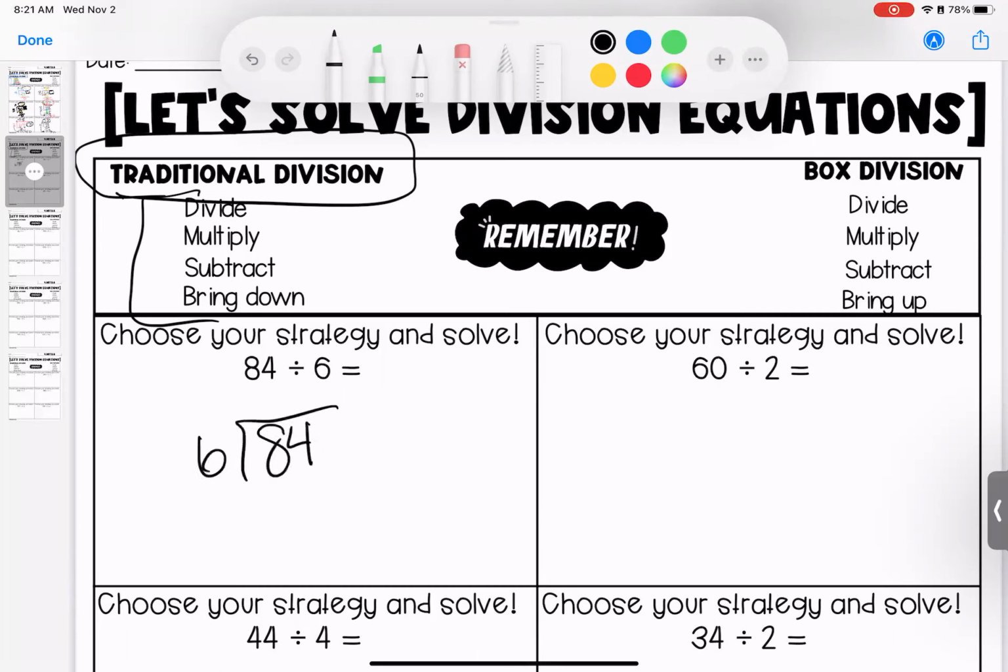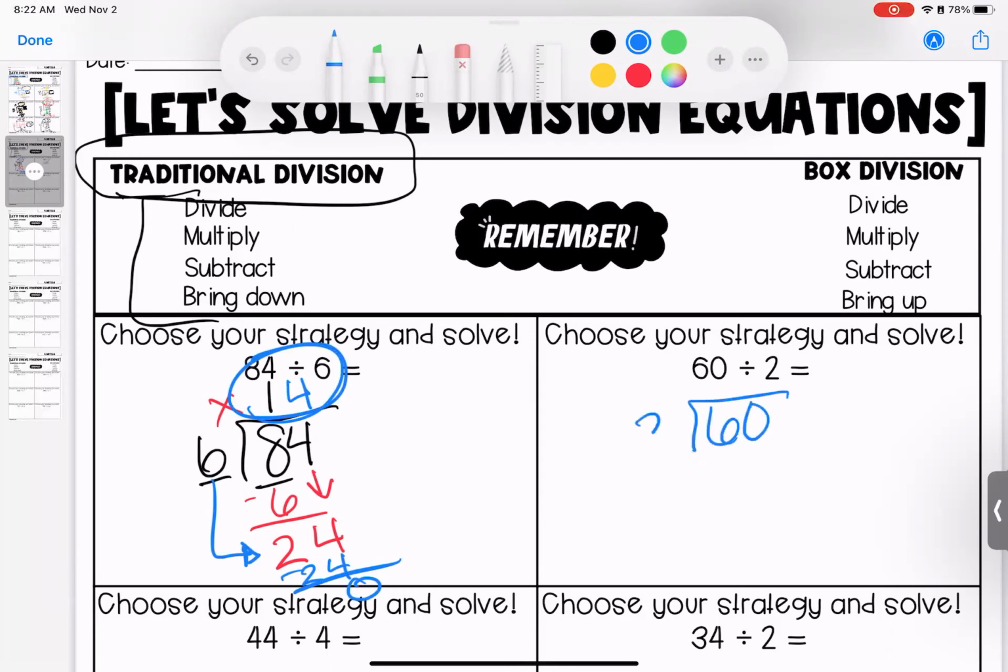84 divided by 6. Does 6 divide into 8? Yes, 1 time. We multiply. 1 times 6 is 6. We subtract. 8 take away 6 is 2. We bring down. We start again. Does 6 divide into 24? Yes, 4 times, because 4 times 6 is 24. We subtract. 24 take away 24 is 0. Our answer is 14.